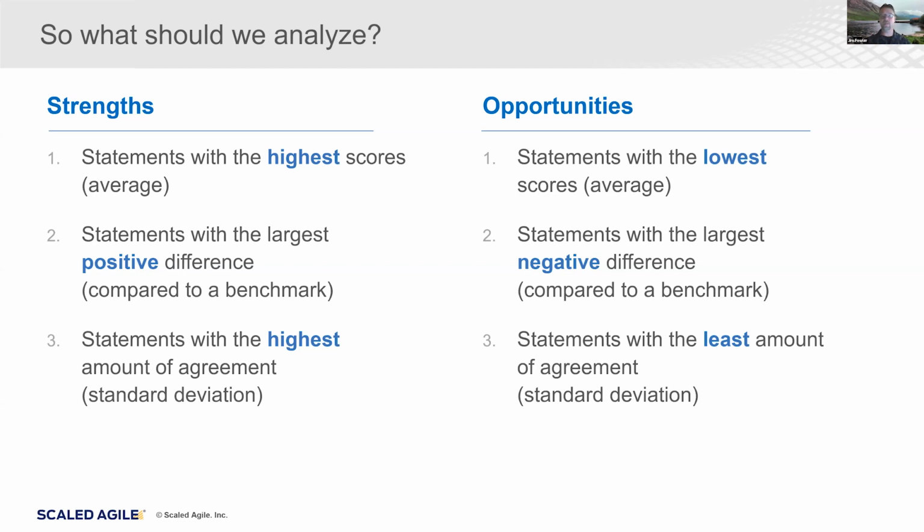And then finally, statements with the least amount of agreement. So these are indicators that maybe we haven't done a good job at communicating the context of this area, and we have some disagreement as to either how well or how not well we're doing in a particular area, and we need to investigate and find out, why do we not have a good understanding here? What do we need to do to change our communication and really help bring together a common understanding in these areas? So those are some of the things that we want to analyze there.